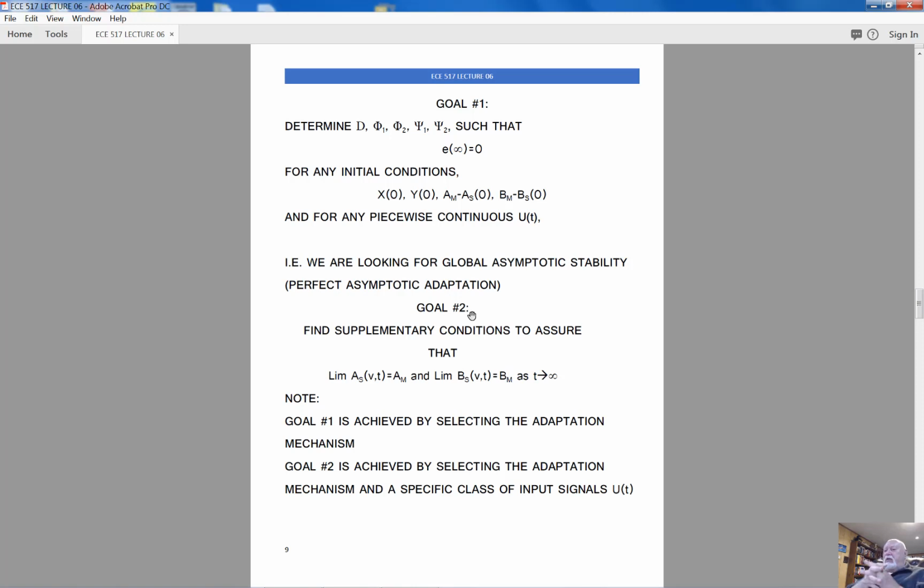Our goal number 1 will be achieved by choosing the adaptation mechanism. If we properly choose matrix D, matrix functions phi1, phi2, psi1, and psi2, we will achieve the goal number 1. The goal number 2 requires a little bit more complexity, and it will be achieved only if signal U satisfies some additional non-trivial conditions. And I will present these conditions to you.